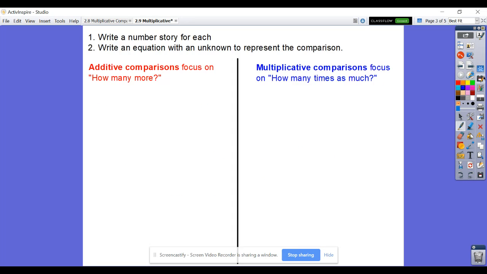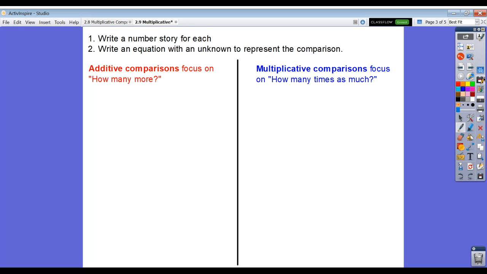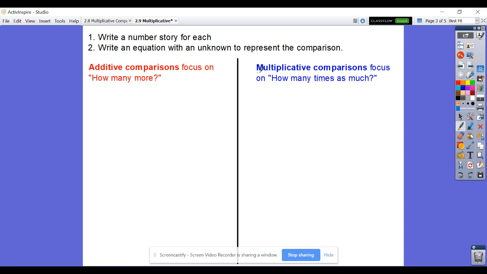Which brings me to my next distinction in our math vocabulary. We've been talking these past couple days about multiplicative comparisons. Say that again with me. Multiplicative comparisons. Obviously, that has that root word multiply in it. And those will often, you'll hear how many times as much. That's a keyword to look for in number stories.